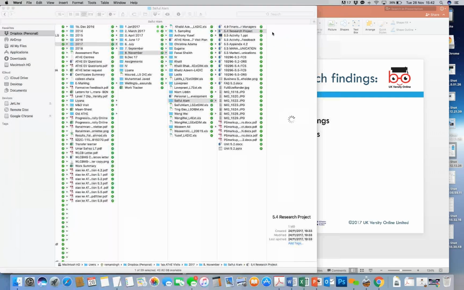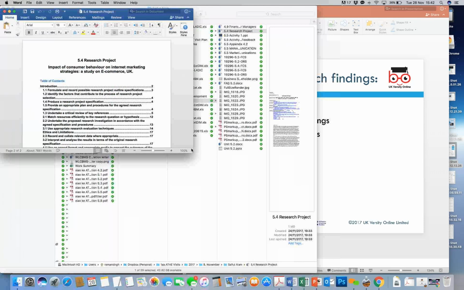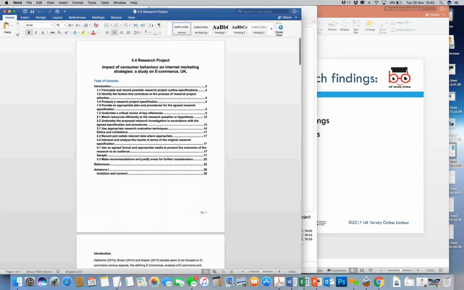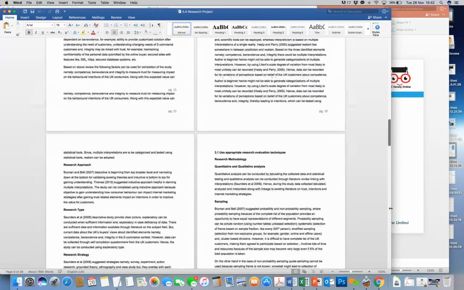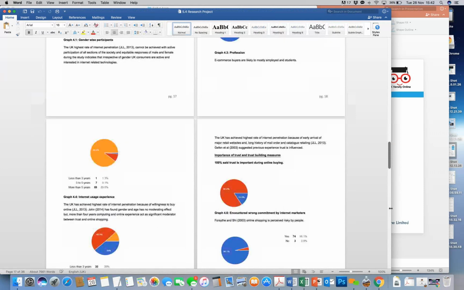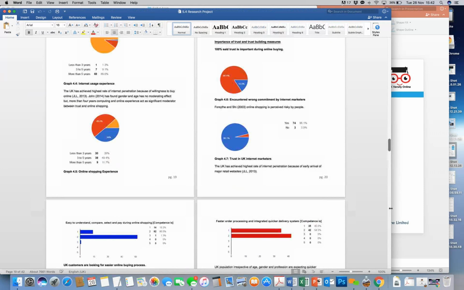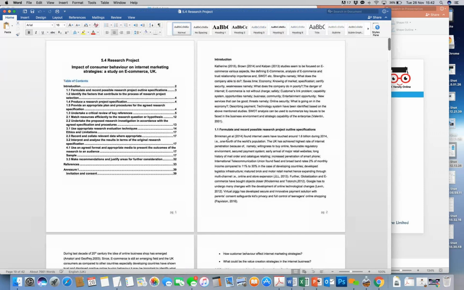Now, in order to give you an idea of how you would do a research and finally present it, I'm going to look at this last bit, which I'm explaining just to give you an example. Here, one of the learners has done a research to find out the impact of consumer behavior on internet marketing, and how companies use that.